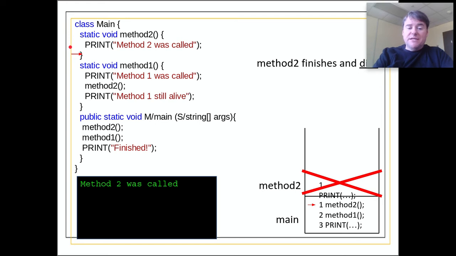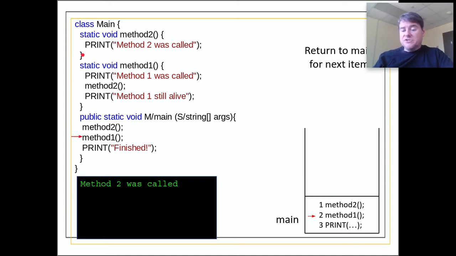So again, to be clear, main called method 2. Method 2 had 1 statement, which was a print statement. It went ahead and did it. And then method 2 gets to its close curly brace. When it gets to its close curly brace, it realizes that this method is now complete. So what happens is that method dies and is removed off the stack, which is why we have a big X through it all of a sudden. And so the stack is now back to just the main method.